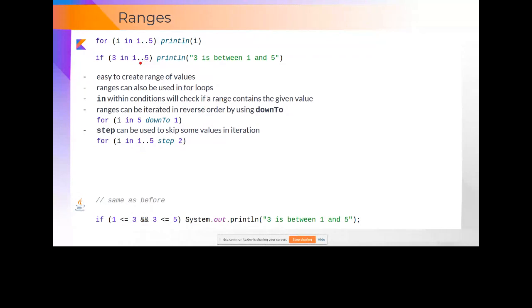And ranges also give you some flexibility, so you can also create a reverse range with the down to keyword. So this will create a range having values 5, 4, 3, 2, and 1, and it lets you skip some values. Like here we have step 2, and this will create a range having every second value, so 1, 3, and 5.